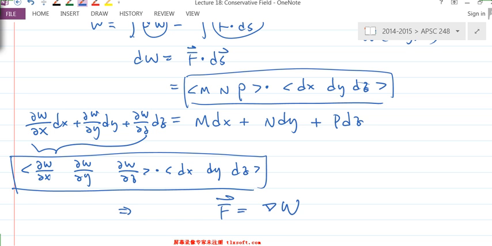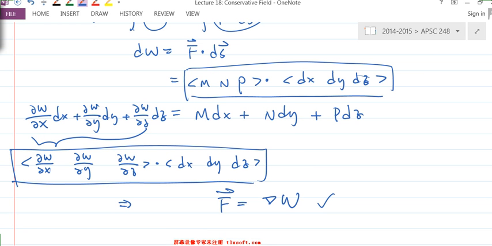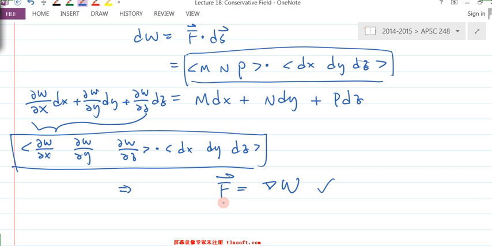Now let's move back to this line integral. This is where we started, and this is where we ended here. Sometimes this is called an integral form, and this is called a differential form. Particularly when you learn electromagnetics, the Maxwell equations have two different forms: one is the differential form, and the other is the integral form.